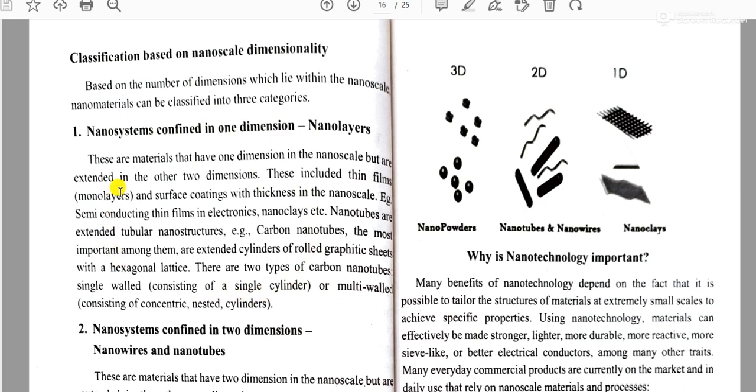And here nanosystem confined in one dimension means the materials that have one dimension in the nanoscale range but are extended in the other two dimensions, which is typically a two-dimensional nanomaterial. You have to understand clearly the difference. Here the material is extended in the other two dimensions.